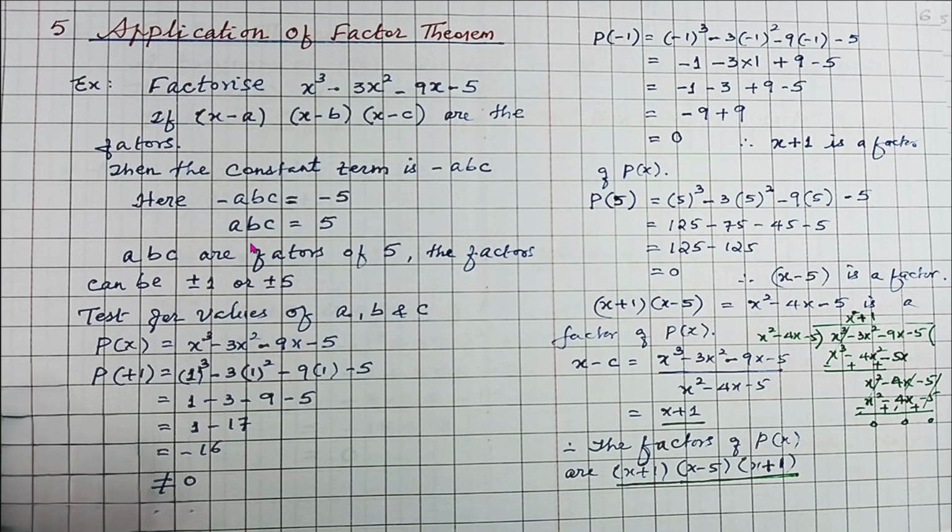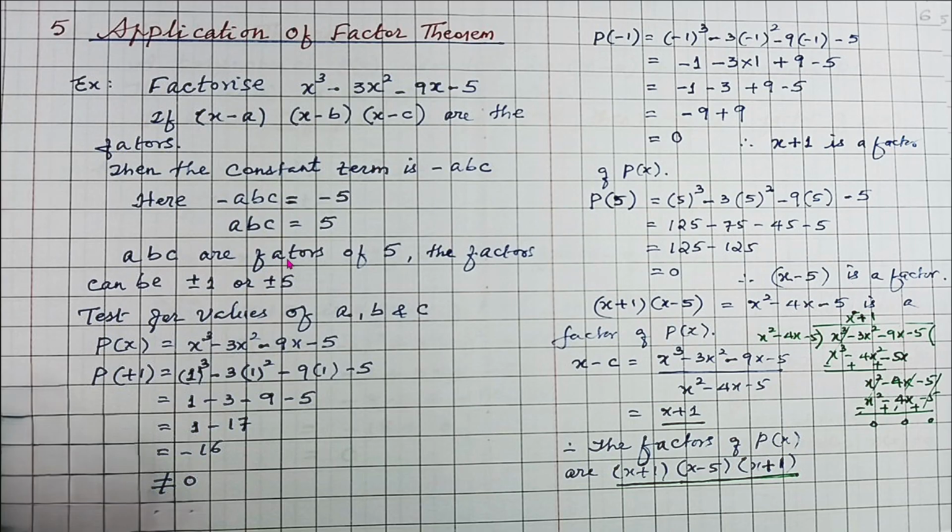Now we will go for p of minus 1. When we put p of minus 1, wherever x is there, put minus 1. Therefore minus 1 cube, we simplify it, we get p of minus 1 as 0. If p of minus 1 is 0, then x plus 1 is a factor. Now find p of 5. Wherever x is there, put 5. Again we get p of 5 is equal to 0. That means x minus 5 is a factor.